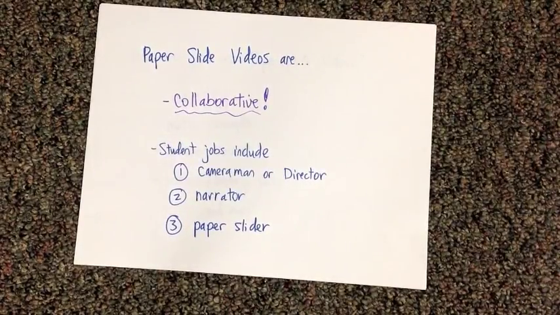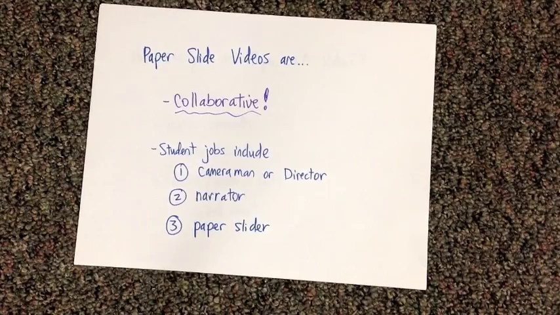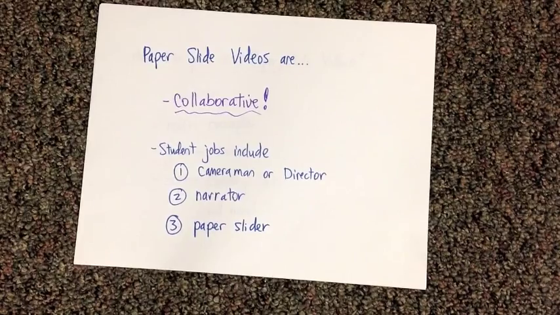Paper slide videos are collaborative, and they involve cooperation. So in the beginning, you might have a group project where the students brainstorm together what to put on their paper slide video. And then as they're filming, there are multiple student jobs. So for example, you need a cameraman or a director. That person is going to be filming with the camera, and they're going to be seeing action and holding the camera to make sure it's steady.